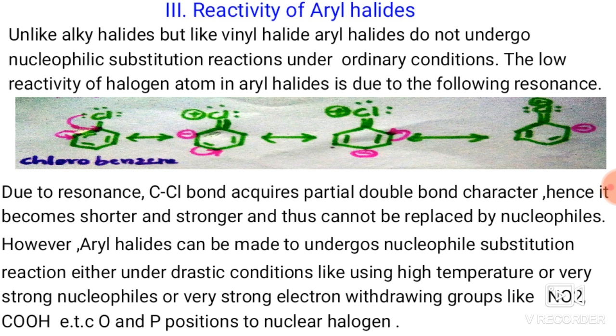However, aryl halides can be made to undergo nucleophilic substitution reactions only under drastic conditions, like using higher temperature or pressure, or very strong nucleophiles, or very strong electron withdrawing groups like NO2 nitro, COOH carboxylic groups, etc. It takes place only at the ortho and para positions to the nuclear halogen.